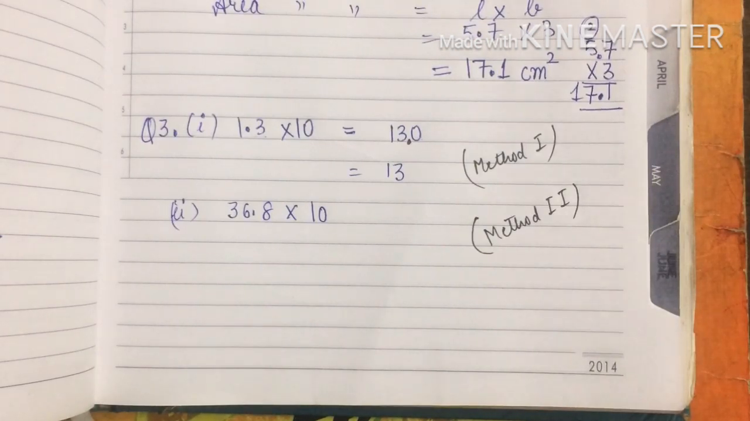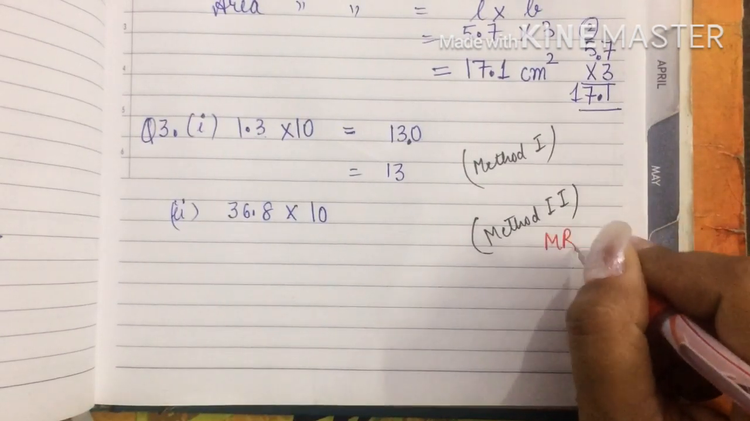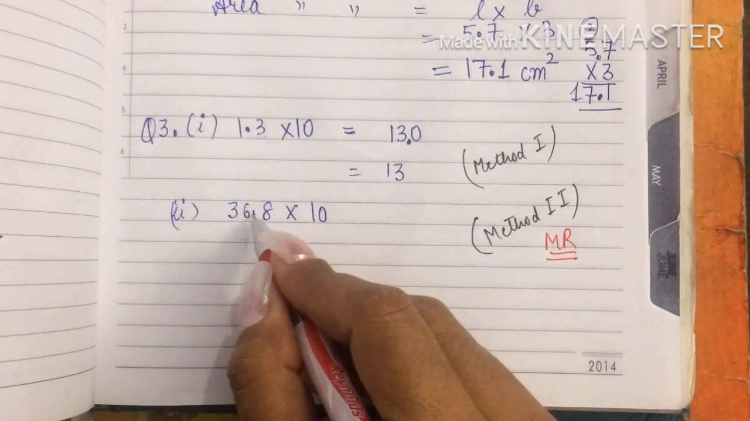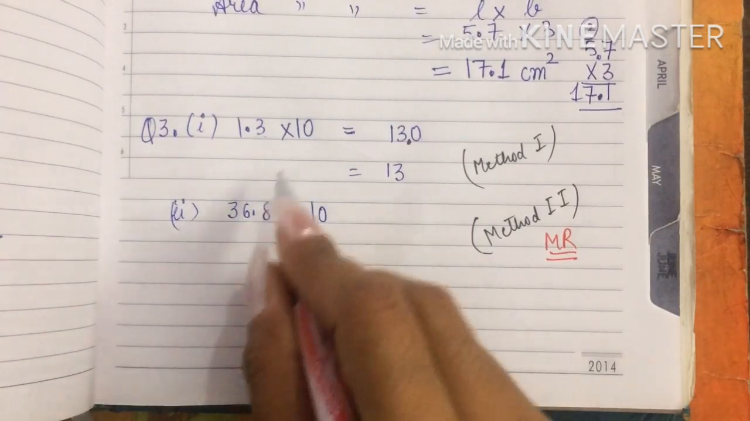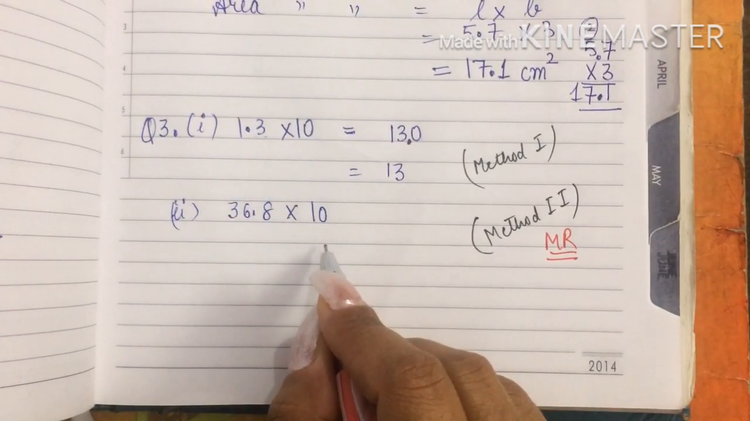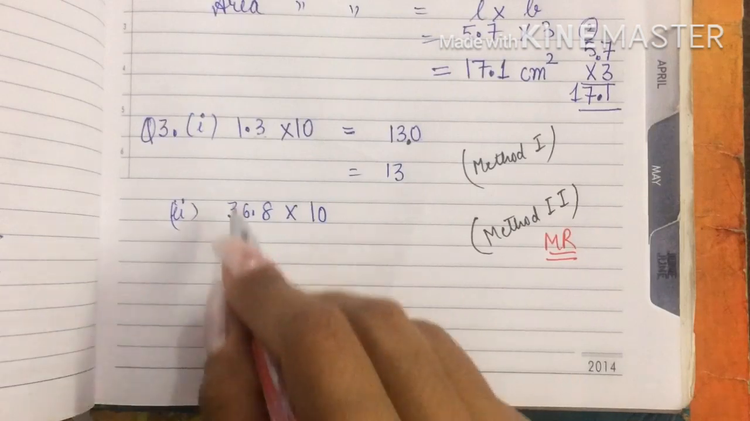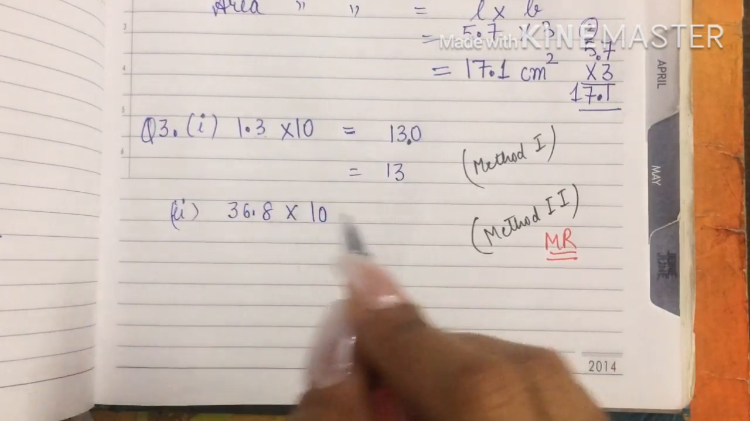So this is multiplication, right? So this is the shortcut. The point will move to the right side. And how many places will it move? If it is 10, 1 place. If it is 100, 2 places. If it is 1000, 3 places.